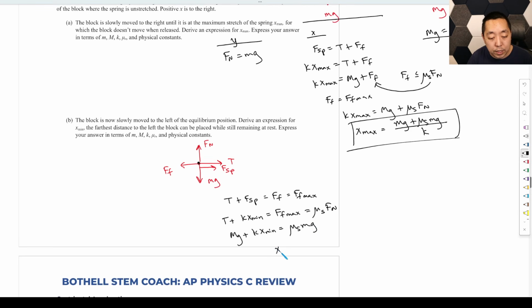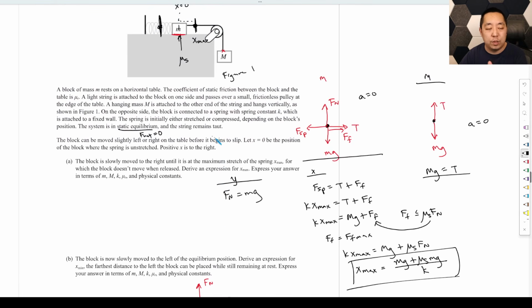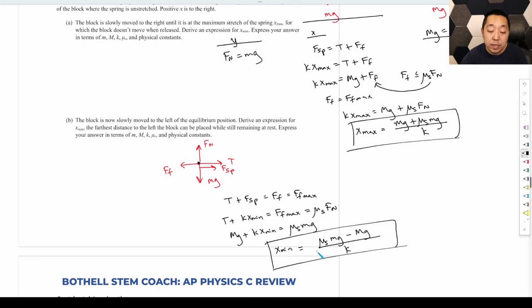So when we solve for x min, you're going to move this guy over, divided by k, like that. Okay. Now, should x min be positive or negative? I just cared about the magnitude, that you understand. It's technically a negative value, so you can put a minus sign here in front if you want. Okay. So that would be the expression there.